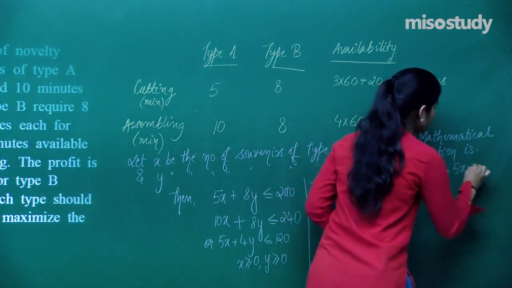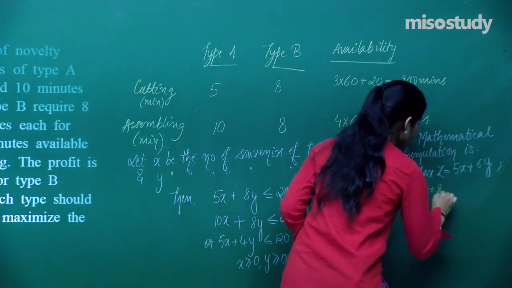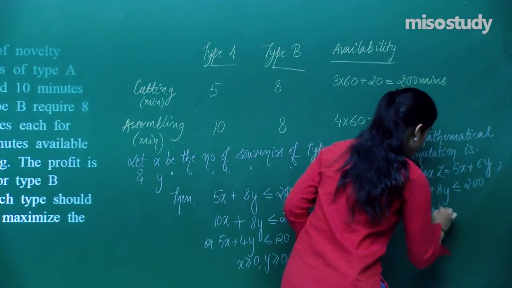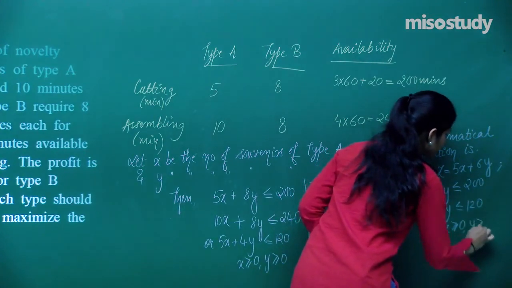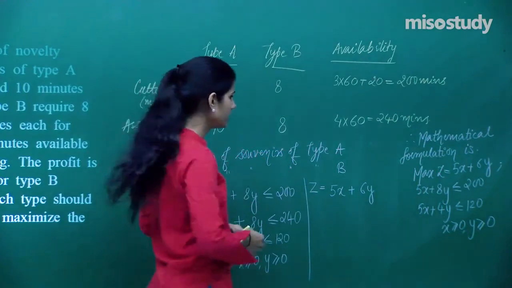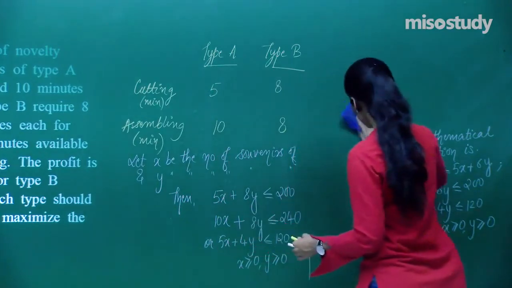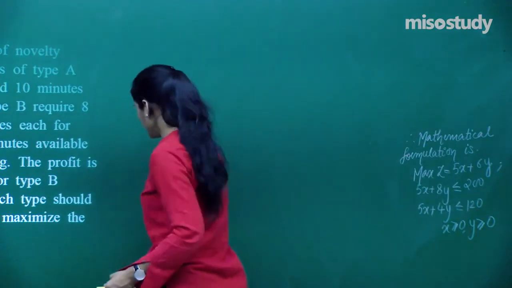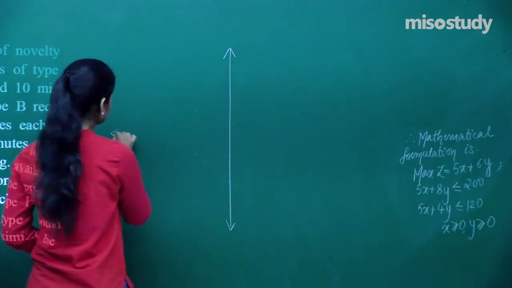Maximize z equals 5x plus 6y subject to 5x plus 8y less than or equal to 200, 5x plus 4y less than or equal to 120, x non-negative, y non-negative. The moment you have the mathematical formulation of this problem, you don't require anything. You just need to graphically plot the solution and you will be done. So let's begin.